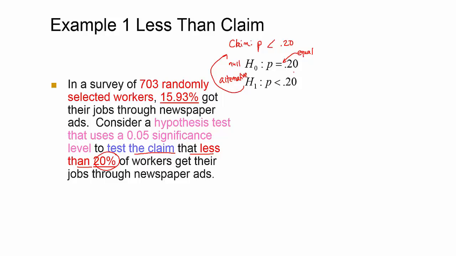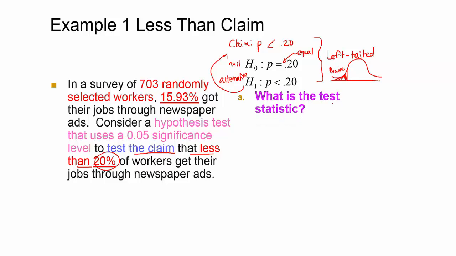Once you have set up these statements, it's important to also note if you have a one-tailed test or a two-tailed test. If you have a less than or greater than in your claim, it is a one-tailed test. And specifically, this is a left-tailed test. So that means when I set up my diagram to graph the test statistic and solve for the p-value, the p-value is going to be the area contained in a left tail.